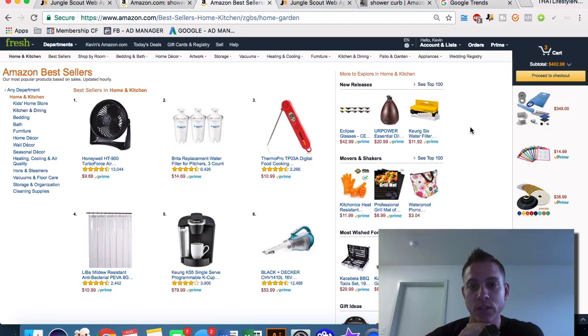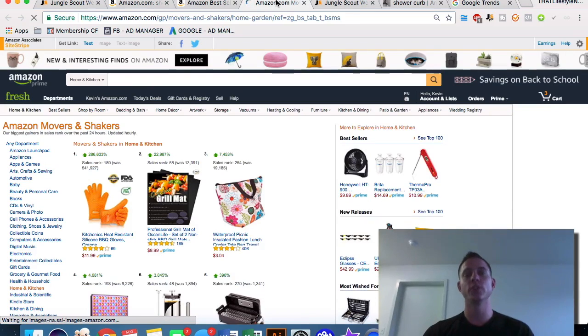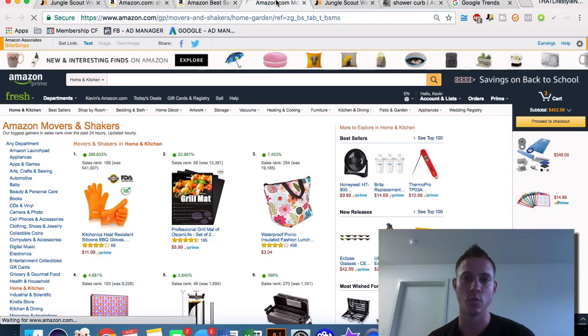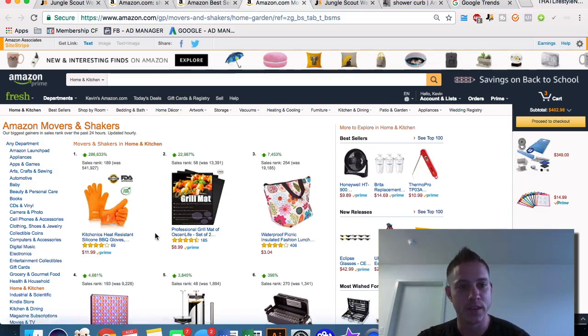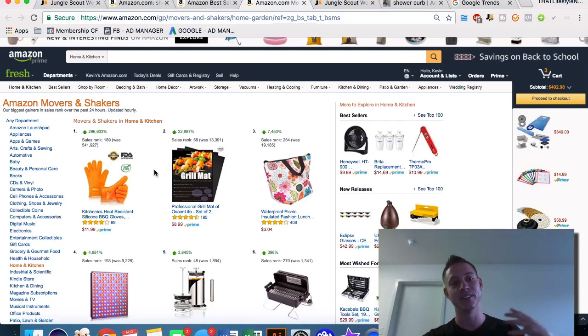So new releases is obviously a good one, especially movers and shakers. For those of you who understand how the product launch works, and how the A9 algorithm uses sales velocity and a number of other factors to assign page rank to specific products on Amazon, as you can see here, this Kitchonics heat-resistant silicone barbecue gloves had a 286,000% increase in their sales rank. So that means that over the last 24 hours, this particular product has seen an increase of almost 300,000%.